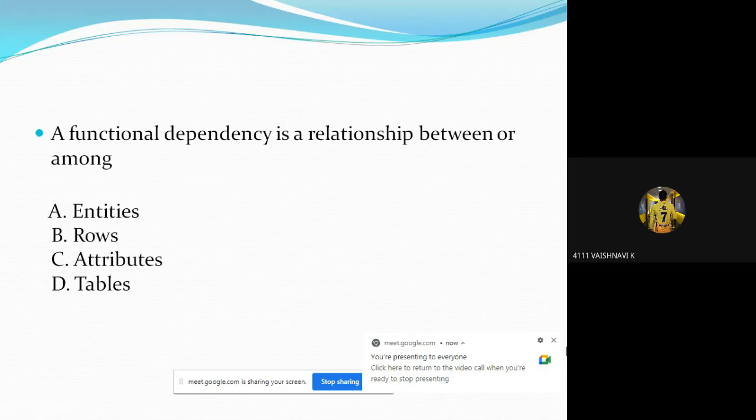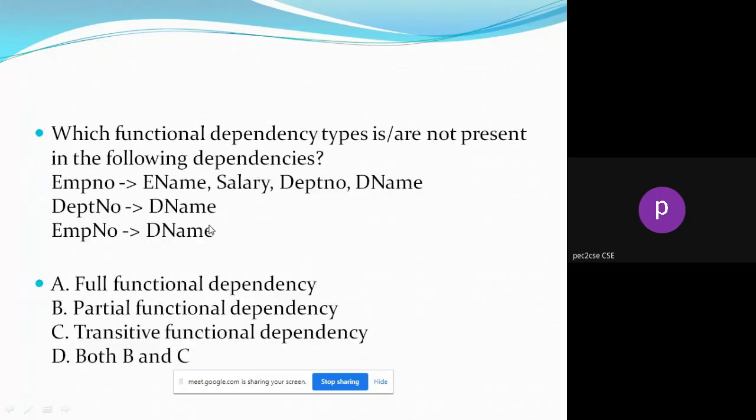So a functional dependency is a relationship between or among attributes. Option C is the right answer. Functional dependency, you are telling between the attributes only. X functionally depends on Y. X and Y are the attributes. So the correct answer is option C.